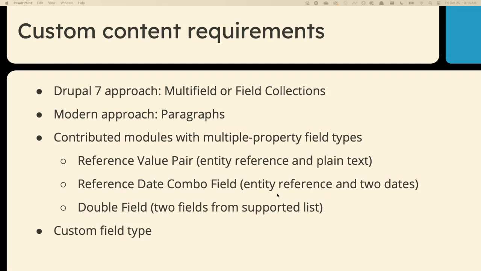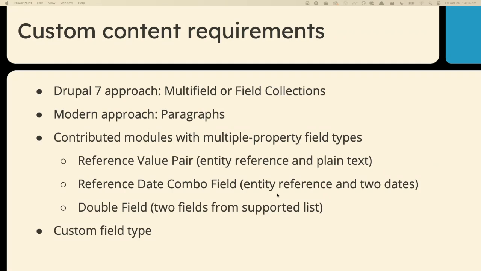And then there are contributed modules that have field types that will allow you to use multiple properties. There are some very specific ones. There's one called reference value pair, which is an entity reference field combined with a plain text field. So if that fits your needs, that's going to give you exactly what you want. There's one for reference date combo field, which is an entity reference field and 2 dates. So there are solutions out there that are targeted for very specific use cases. They're not super likely to be your exact use cases, and so we'll talk about how you can build something of your own to match exactly with what you need.